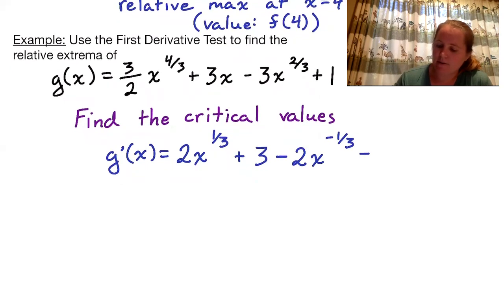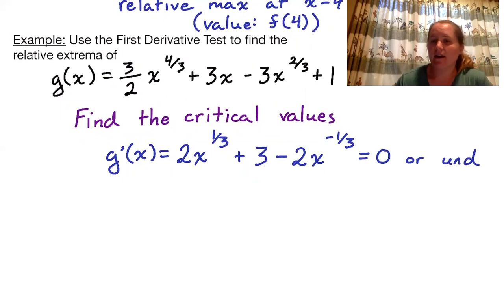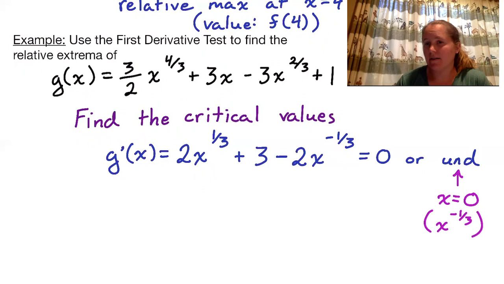Our job is to figure out where this is 0 or undefined. So the only place that can cause concern is if the denominator equals 0. So it's going to be undefined at x equals 0. And that's coming from the x to the negative 1/3. That would be 1 over the cubed root of x. And we can't have a 0 in the denominator.